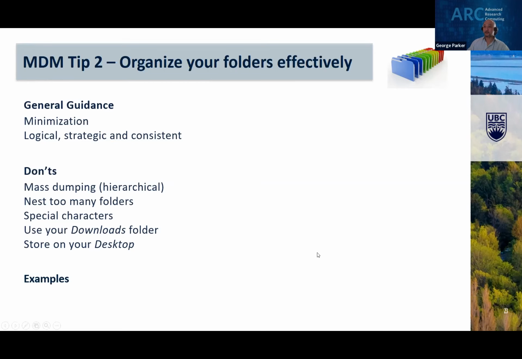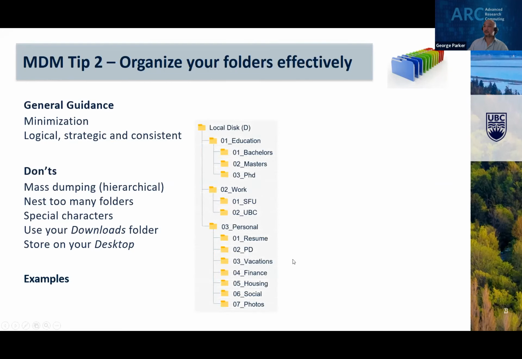So let's see some examples. In this example, this person has 3 L0 level folders. That's education, work, personal. This person used these folders to separate the education and employment and the personal life. In education, there are 3 subfolders because this person did 3 degrees. And he worked at SFU before, and now he's at UBC. So that's why you see 2 subfolders on the work folder.